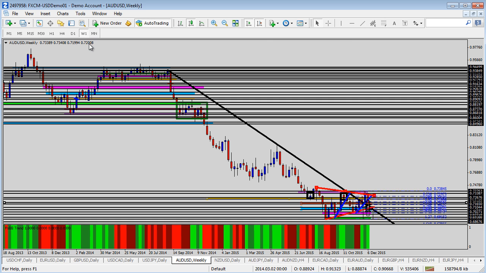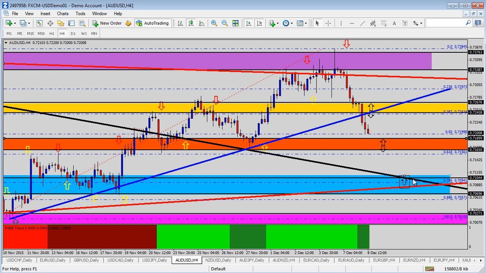By the way, go back to the weekly. There it is down there, those two red trend lines at the very bottom of the chart. Back to the 4-hour, that would be all the way down there towards the blue zone, 7100.